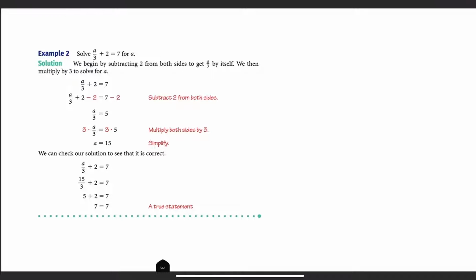So let's look at an example. It's kind of an interesting example. So here's A over 3 plus 2 equals 7. And they want us to solve for A, of course, because A is the variable. Well, to solve for a variable, what I really want to do is isolate that variable. To isolate a variable, I need to do the opposite of whatever's being done to that variable. So in this case, it's being divided by 3. That's the most urgent, immediate thing that's happening. So what's the opposite of dividing by 3? The opposite of dividing by 3 is multiplying by 3, right?